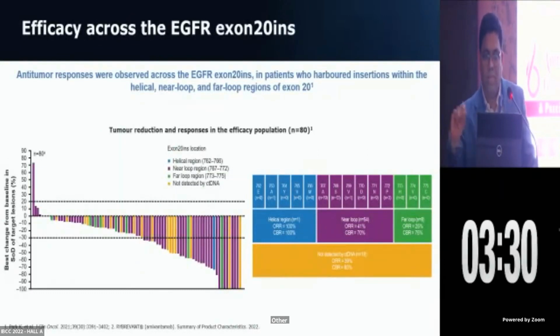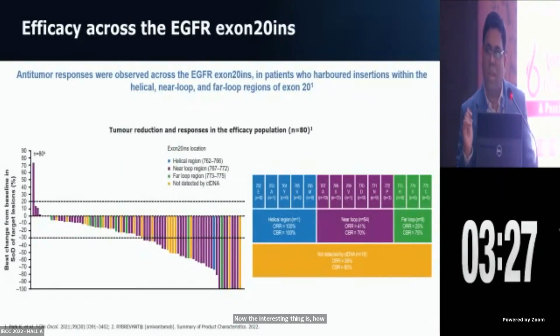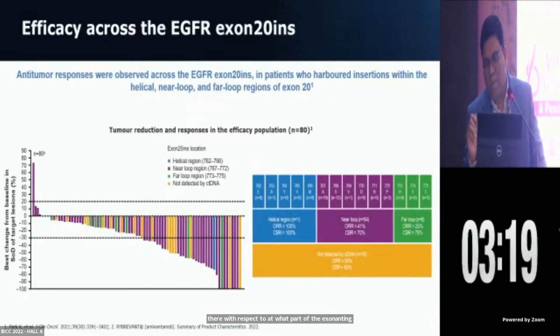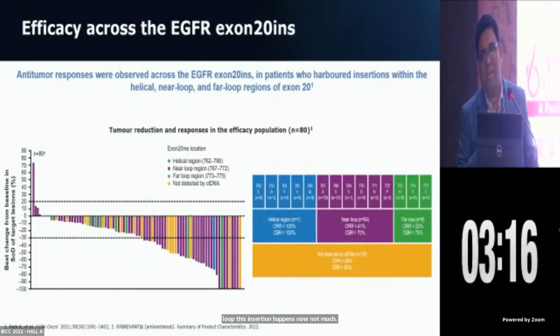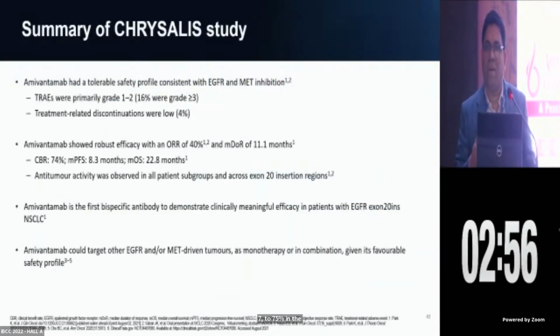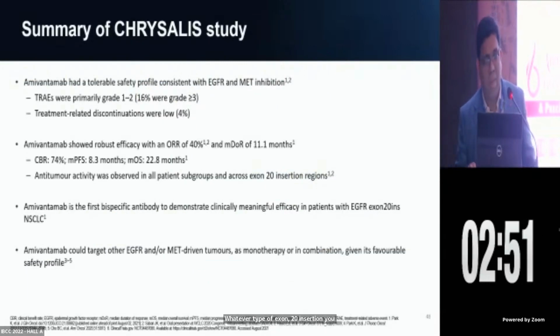Now, the interesting thing is how the response varies with respect to which part of the exon 20 loop the insertion happens in. Not much to go about. The helical region, it is said to be 100%, but that's only one patient, so I won't draw much conclusion from that. What it shows is that if you look at near loop or far loop, more or less the response rates are around 40 to 25%, and the CBR is 70 to 75%. So at present, irrespective of whatever type of exon 20 insertion, you can treat them with Amivantamab.